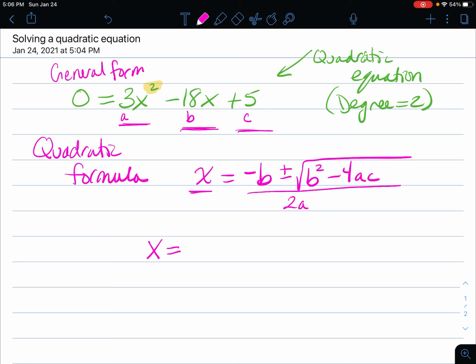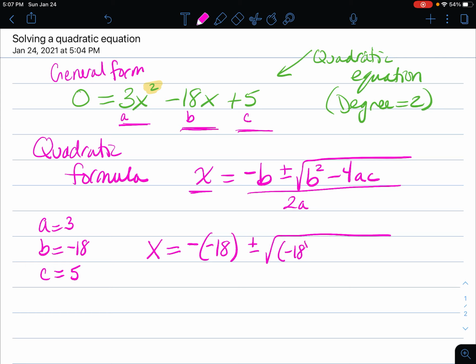All right, let's go ahead and plug in our values. So let's write down a is 3, b is negative 18, and c is 5. So we say the opposite of negative 18 plus or minus the b value, and notice I'm putting these parentheses. It's very important that you do that or you will get a different answer. Minus 4, that's part of the formula, times the a value times the c value, all over 2 times a.